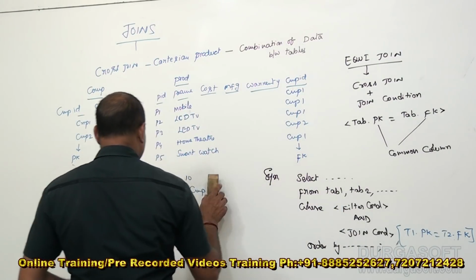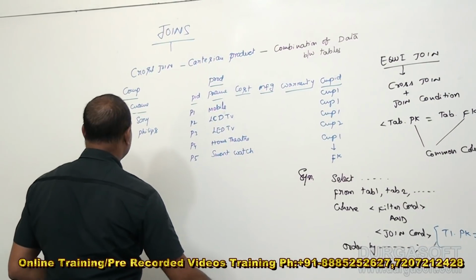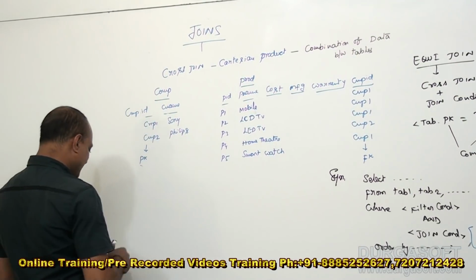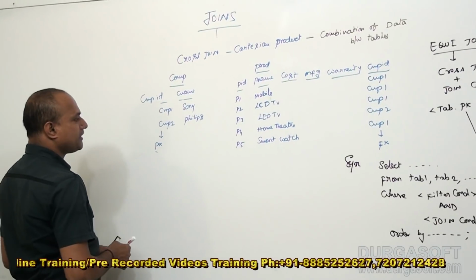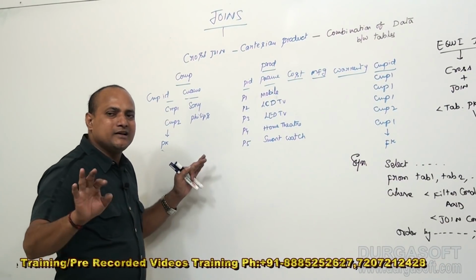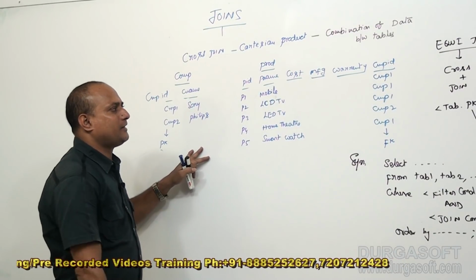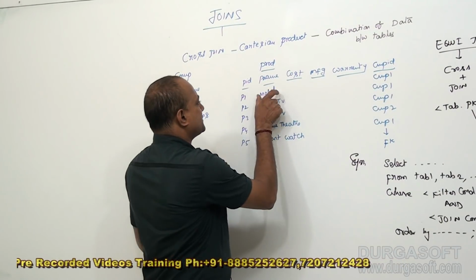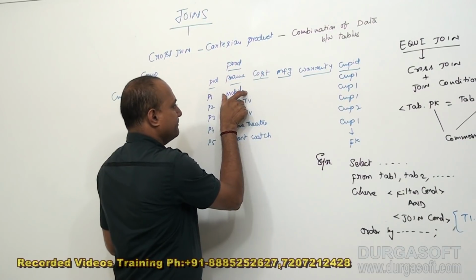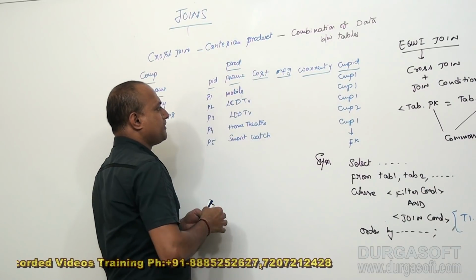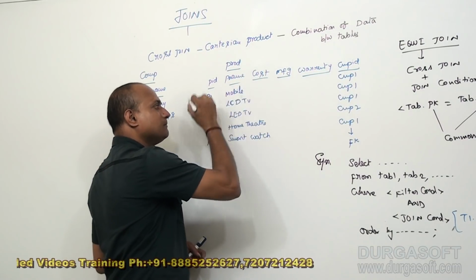Let us see, I want to display product name and company name. According to our table data, I want to display product name and company name. Manually, what is the process? Don't memorize any query by heart. Just see, what is the manual process? Yes, I want to display this product name, mobile. And next, I want to display the respective company name.